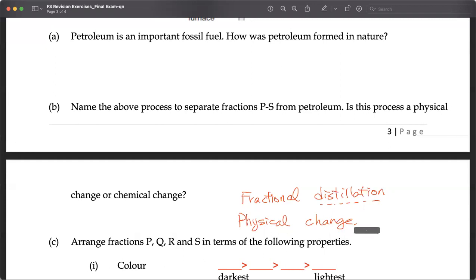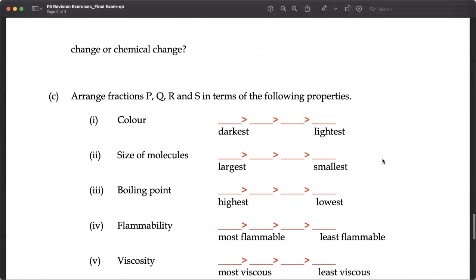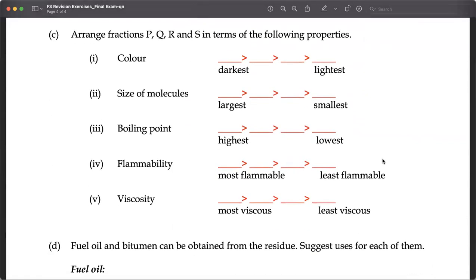Arrange the fractions PQRS in terms of the following properties. Now, we have to refer back to PQRS. P is the highest one in the fractionating tower. The fractions in the fractionating tower, the highest one is the P. So for the color, remember the lower one has the darkest color. S, R will be the second, Q, and then P. You can't imagine the refinery gas. It is just a gas containing no color.